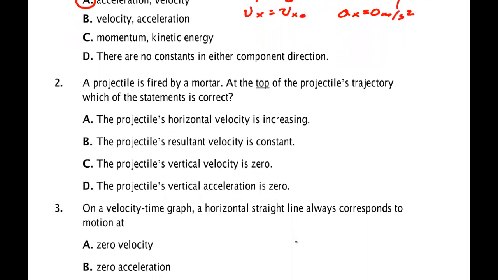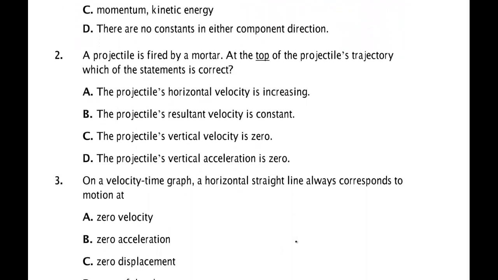A projectile is fired by a mortar. At the top of the projectile's trajectory, which of the following statements is correct? The projectile's horizontal velocity is increasing. No, we just said that's not true. The projectile's resultant velocity is constant. No, the total velocity is not constant, it's accelerating. The projectile's vertical velocity is 0.